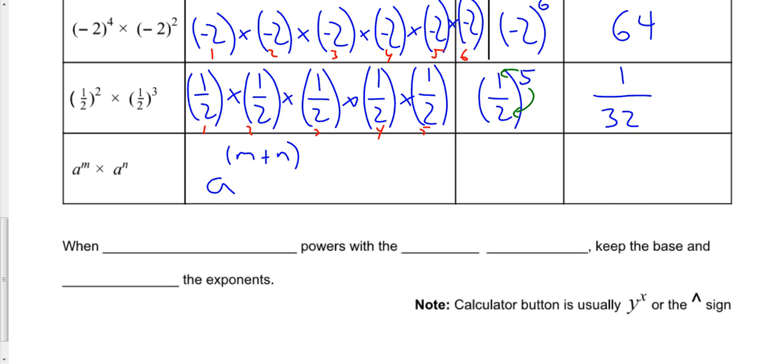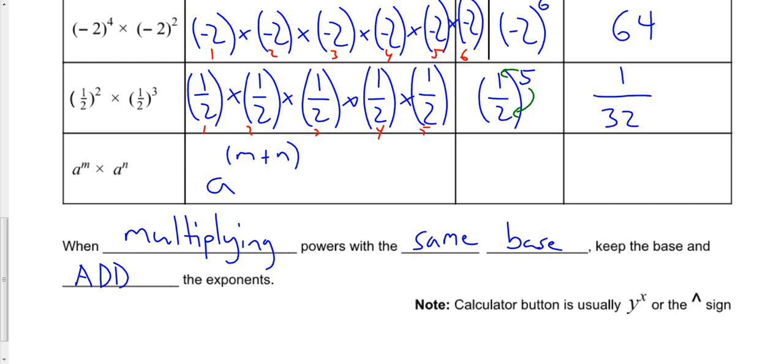So when you're multiplying powers, again with the same base, that's the key. They have to have the same base. In multiplying powers with the same base, you keep the base and you add the exponents. So the base stays the same and you add the exponents.